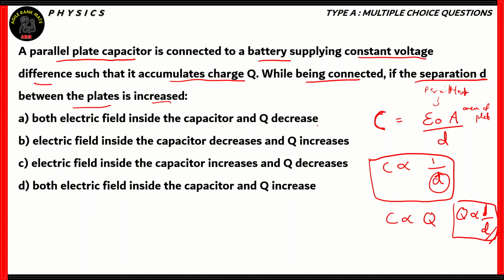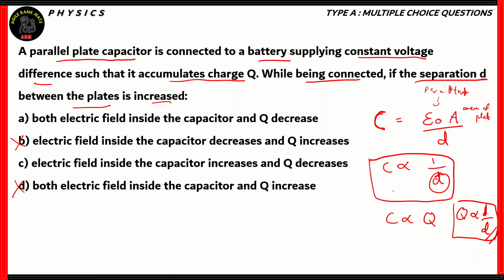So the correct option would include the statement that Q decreases. So therefore we can eliminate options B and D because they say that Q increases. Now we need to find out whether the electric field increases or decreases inside the capacitor.